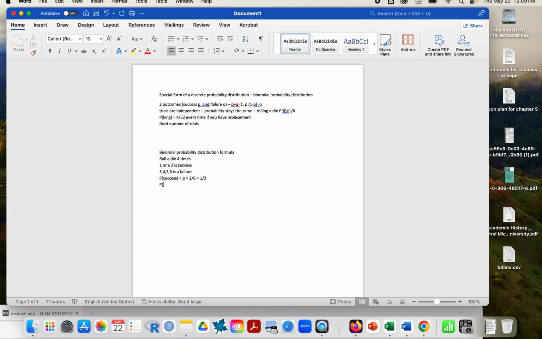Now, the probability of failure, in statistics, we refer to it as its complement, and we get Q. It's going to be easier for me to use P and Q, so I'm going to use P and Q, but remember Q is the same thing as 1 minus P. And what that's going to be is 4 out of 6, which will be 2 out of 3.